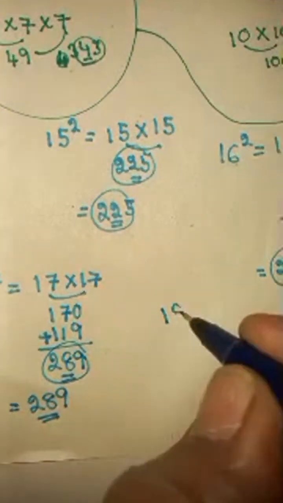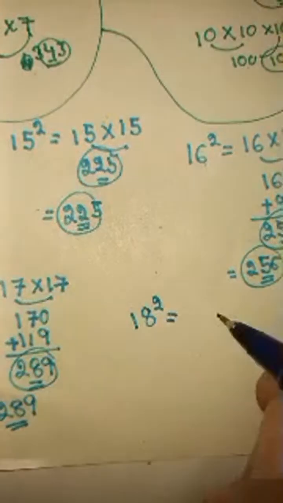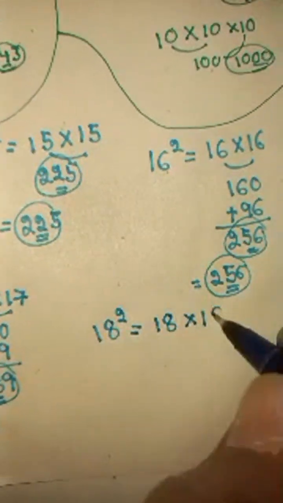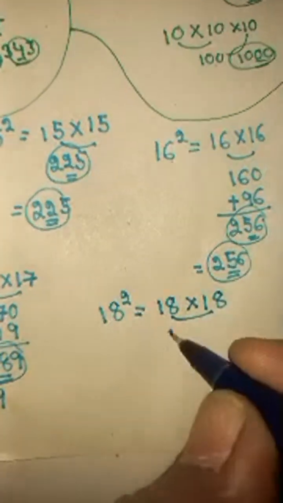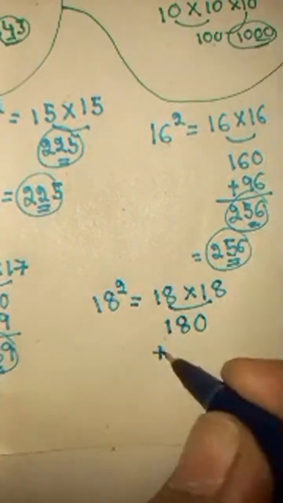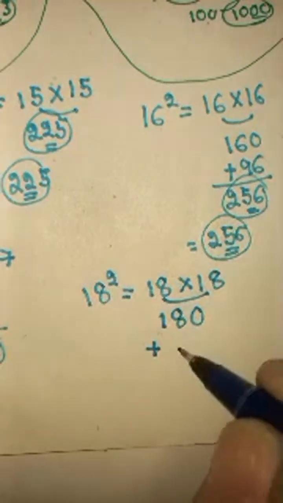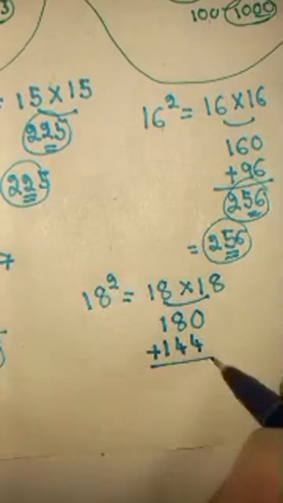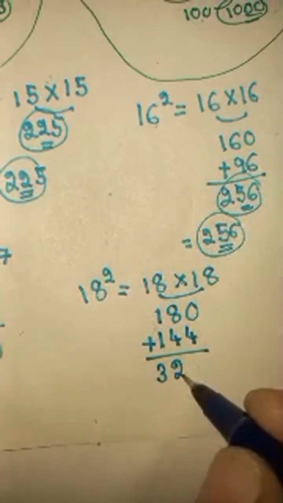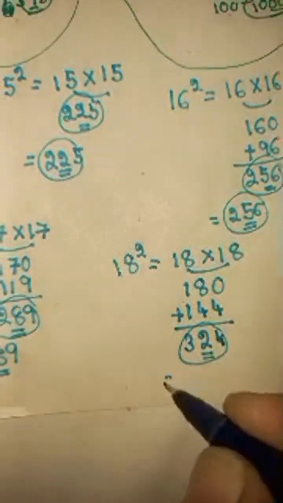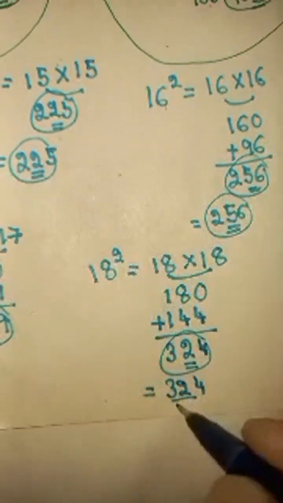Let's write 18 square. 18 square means it is 18 times of 18. 18 times of 10 is 180 plus 18 times of 8, which is 144. When you add, you get it as 324. That's what 18 square is, that is 324.